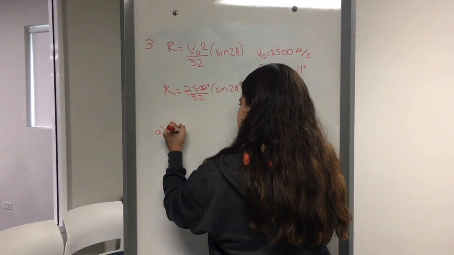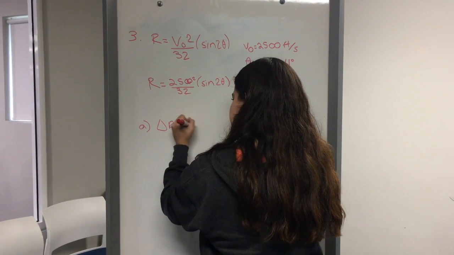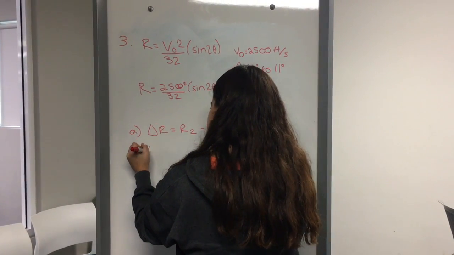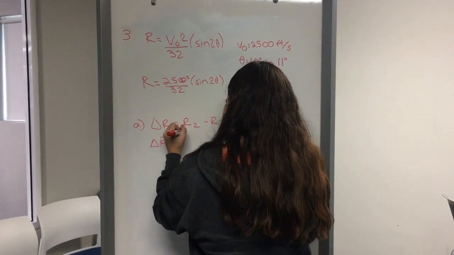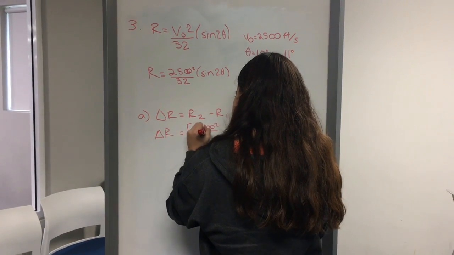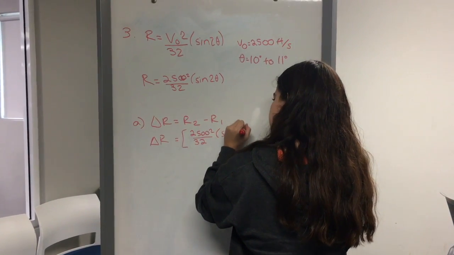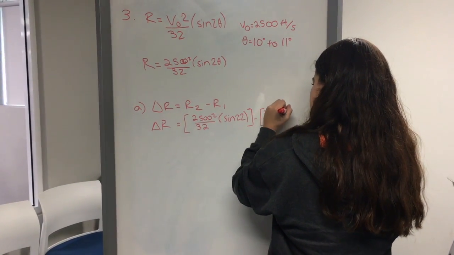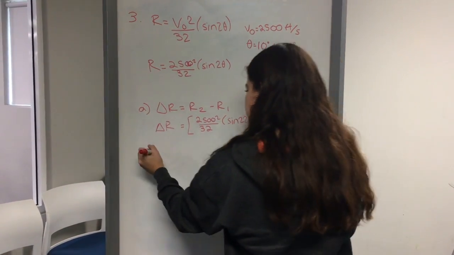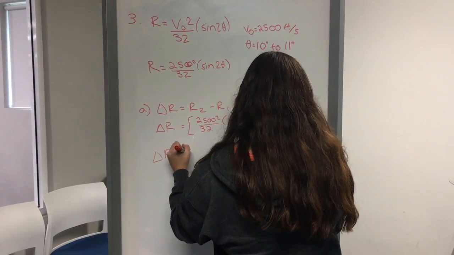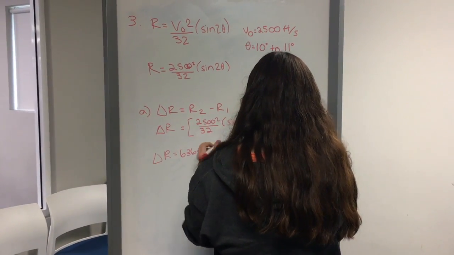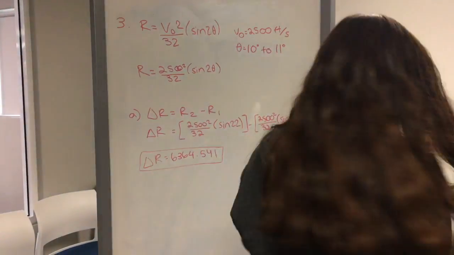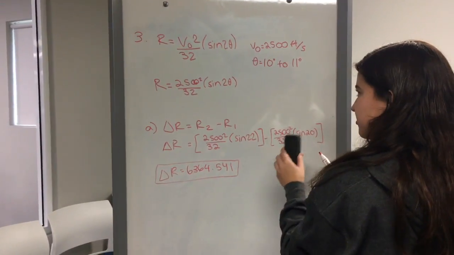Letter A. The change in r, or the range, is r2 minus r1. This is 2,500 squared over 32 times sine of 22 minus 2,500 squared over 32 times sine of 20. This gives us 6,364.541. This is the change in the range of the projectile.